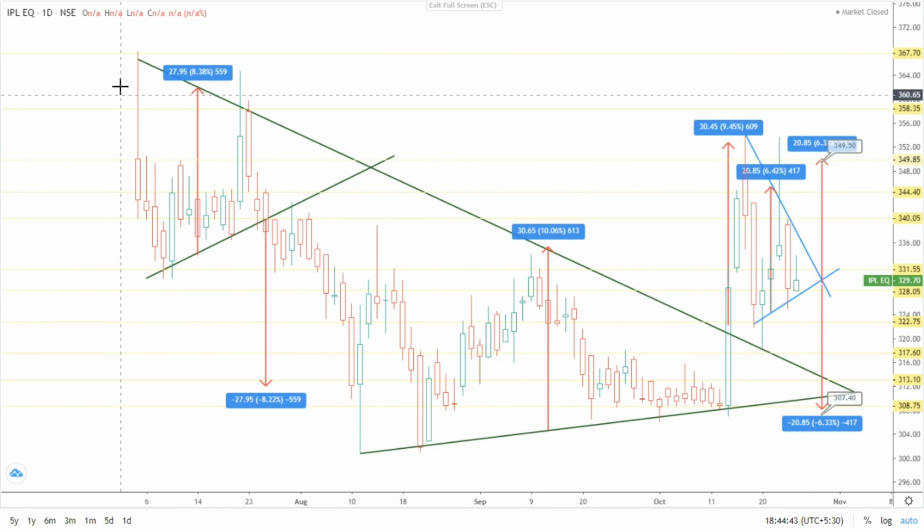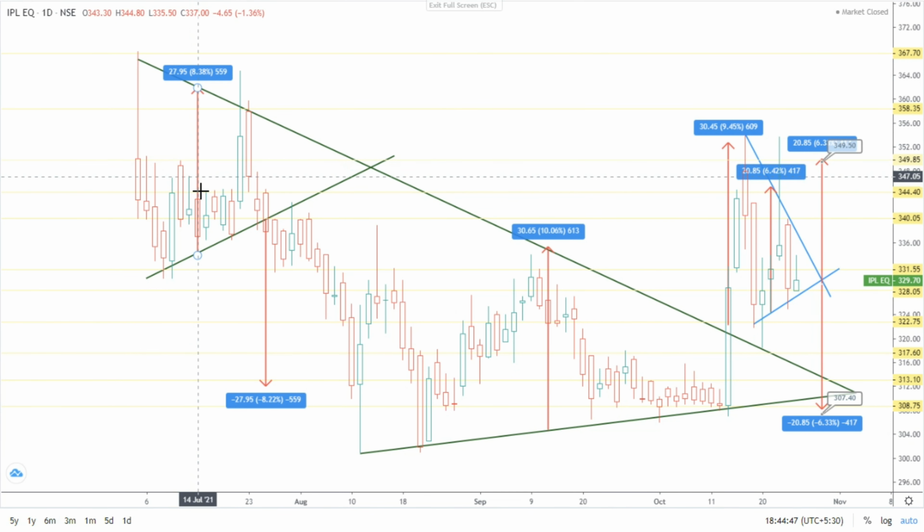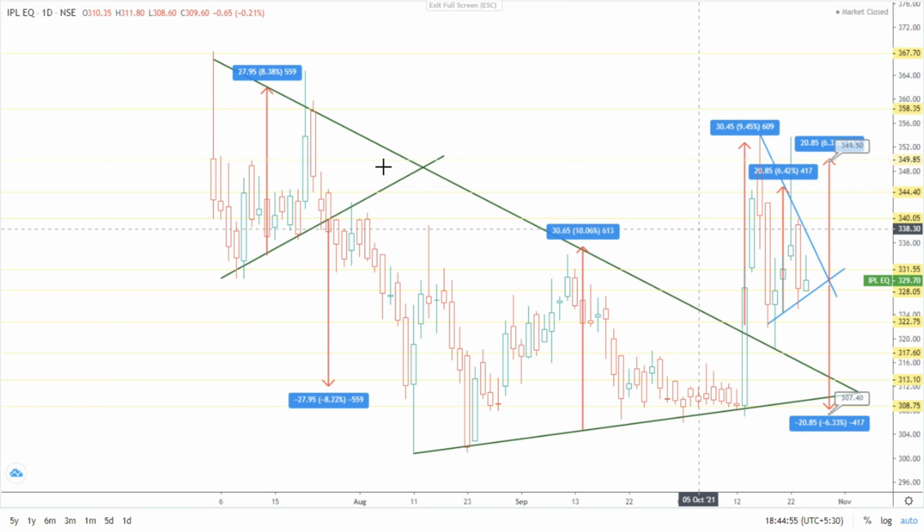In this video we are going to analyze Indian Pesticides Limited. So this is the chart of Indian Pesticides Limited. Here you can see this IPO was recently opened and now the price of this stock is at 329 rupees. So we are going to analyze this stock.